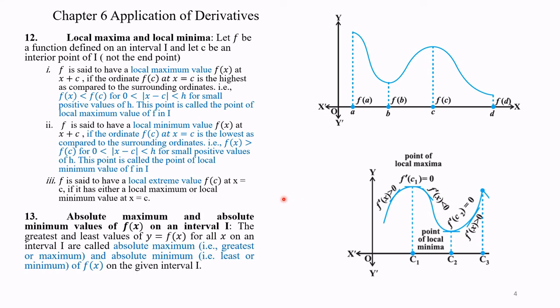Point number 4: absolute maximum and absolute minimum values of f(x) on an interval I. The greatest and the least values of y equal to f(x) for all x on an interval I are called the absolute maximum and the absolute minimum of f(x) on the interval I. You see, it is the maximum and it is the minimum. So f(a) in this figure is the absolute maximum, and f(d) is the absolute minimum.